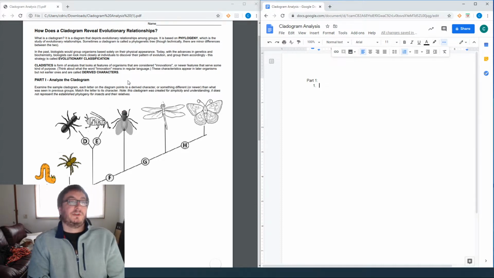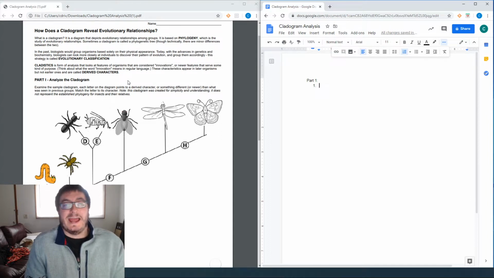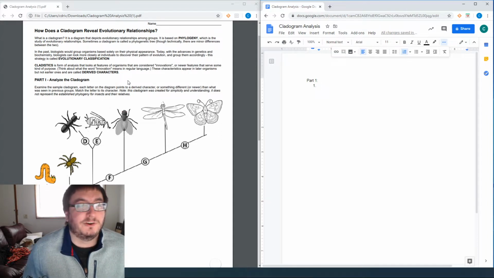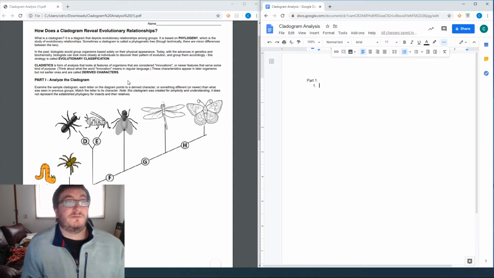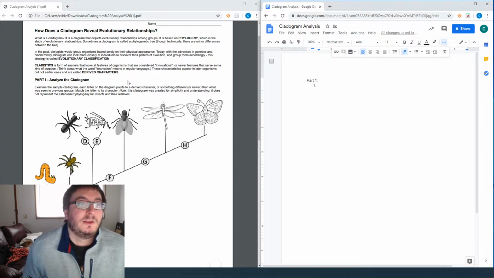evolutionary relationships. So in modern times, we don't really use the Linnaean system of classification. We kind of do, but it's more of an adapted, evolved version that we use today, based on the close relatedness of different species. So sometimes a cladogram is called a phylogenetic tree, or the tree of life, though technically there are minor differences between the two. In the past, biologists would group organisms based solely on their physical appearance, so the physical characteristics that you saw in that organism.